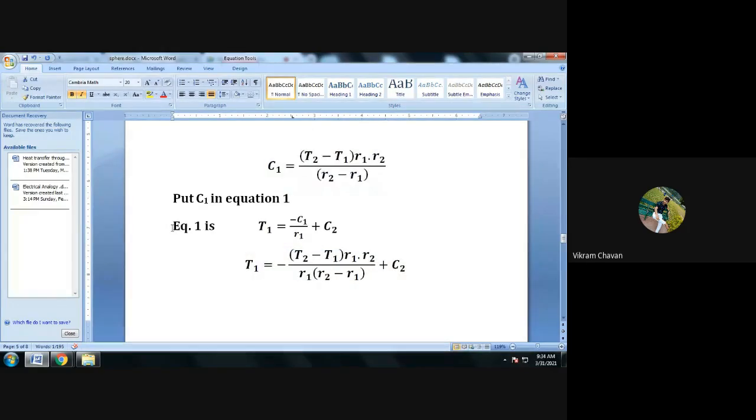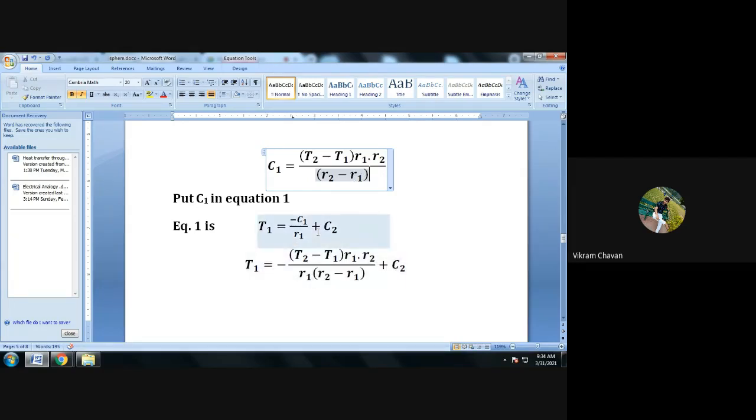So we know equation number 1. We get equation number 1 after applying boundary condition number 1, and the equation we are getting is T1 is equal to minus C1 divided by R1 plus C2. So put the value of C1, this particular equation of C1, in equation number 1.